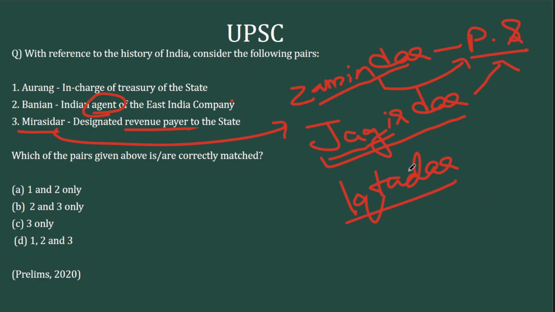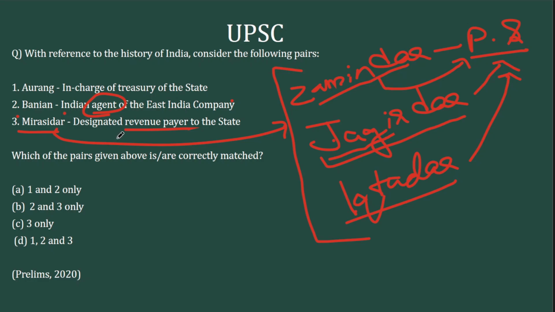This is a term during the Delhi Sultanate. This term is during the Mughals. This term is during the British time. But Zamindar is a term that transcends through ages. They all were designated revenue land payers. Now the term Mirasidar is along the same line. You can connect it along these three terms.